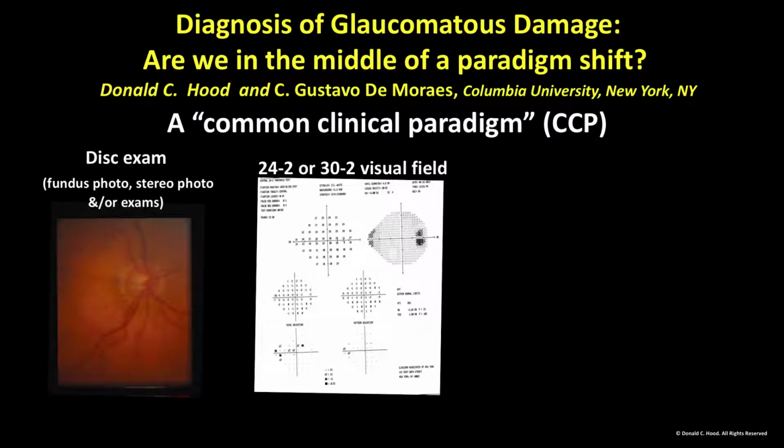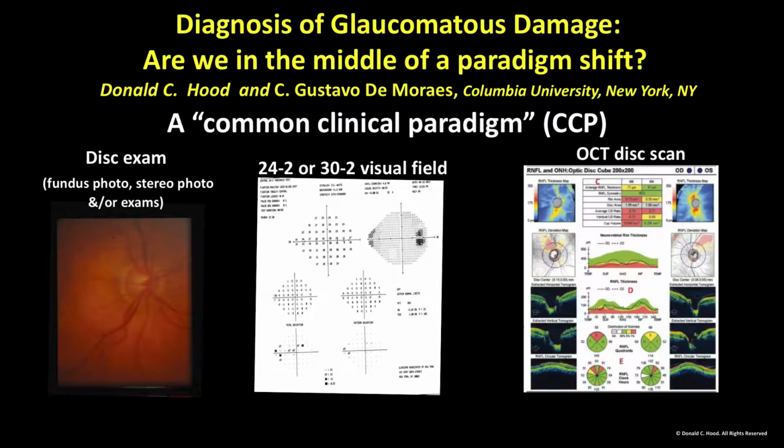For a visual field, it is traditional to do a 24-2, although in some places they might do a 30-2. In either case, we're talking about a 6-degree grid. And then for an OCT, in this common clinical paradigm that we're defining, only the disc is scanned, typically in this day and age with a cube scan, and summarized in a report like the one you see here.